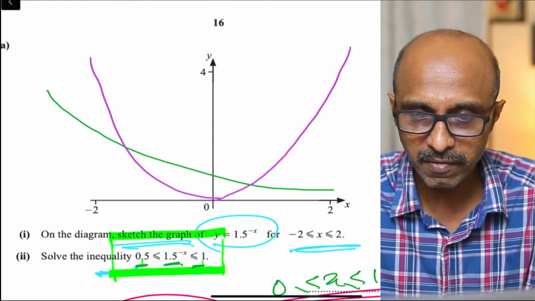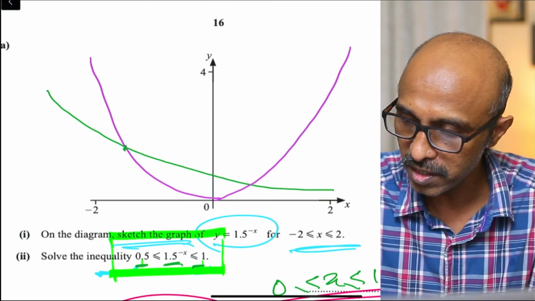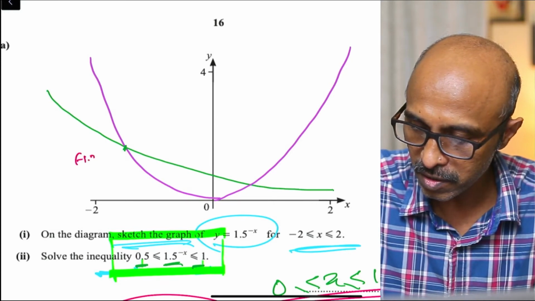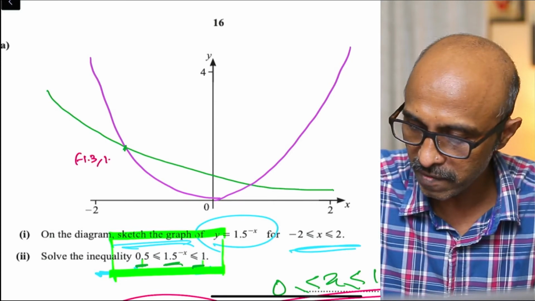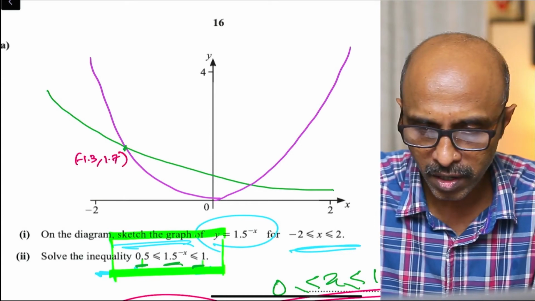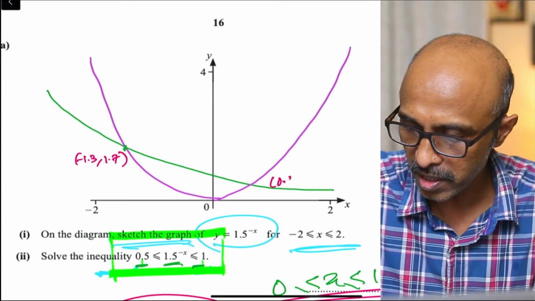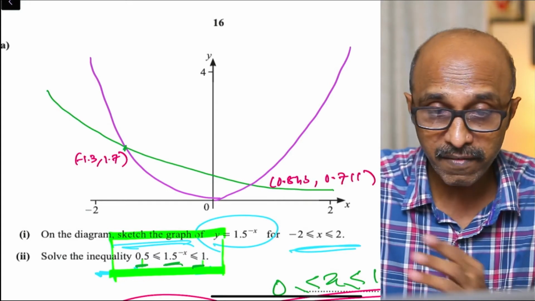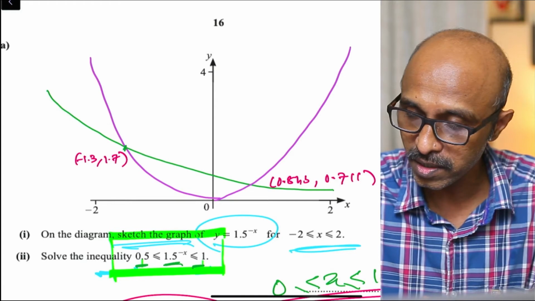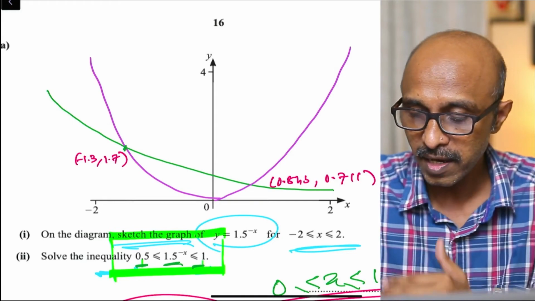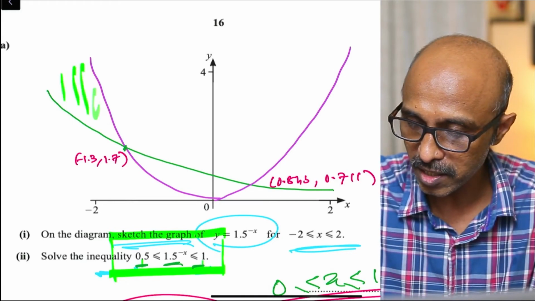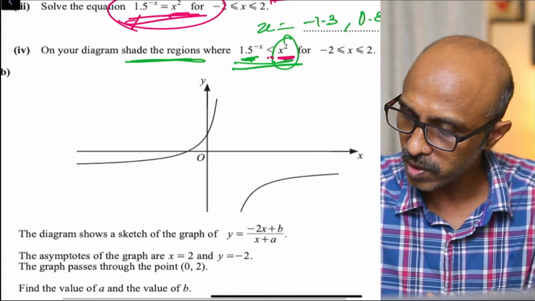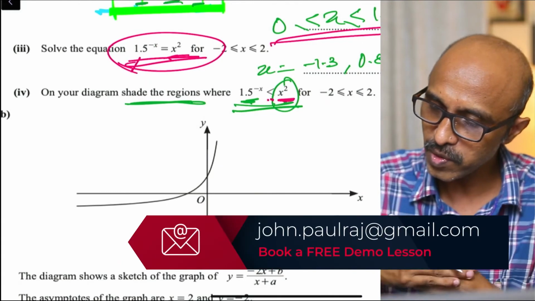And I should have 2 points of intersection. So let's indicate the points of intersection here. This one is negative 1.3, comma 1.7. And here we've got 0.843, comma 0.711. And they've asked to shade where the magenta or the x squared graph is above the f of x. So you can just use a nice color and shade that part. Shade the region where it's above. And I think that's what is asked. Yeah, there you go. That was what is asked.